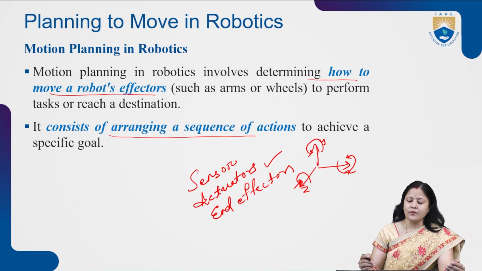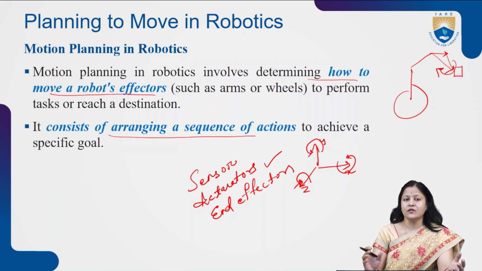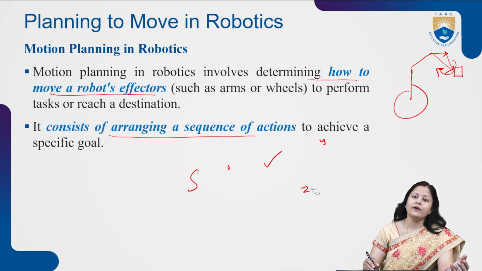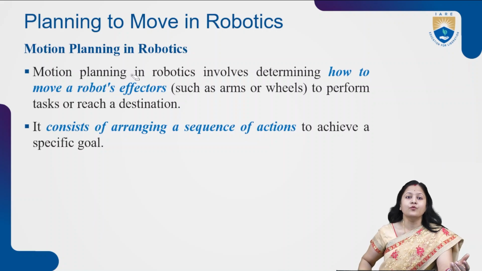Suppose this is the robotic arm; it cannot immediately reach the object. It has to move in different directions. Either it may move in the forward direction, then in another direction, or somewhere a rotation is needed. All these steps are needed, which is called arranging a sequence of actions. So to perform any particular task by the robot, this sequence of actions is needed by the end effectors. That is called motion planning.